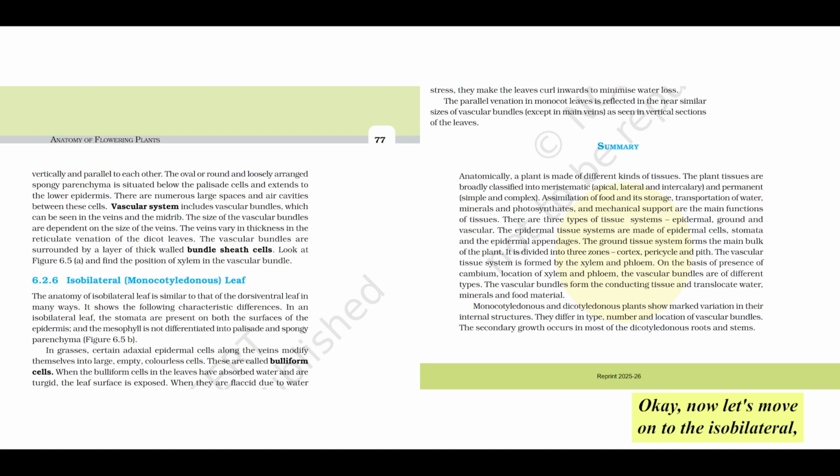Okay, now let's move on to the isobilateral or monocotyledonous leaf. Isobilateral means both surfaces are more or less similar structurally and functionally. Think of a grass blade.